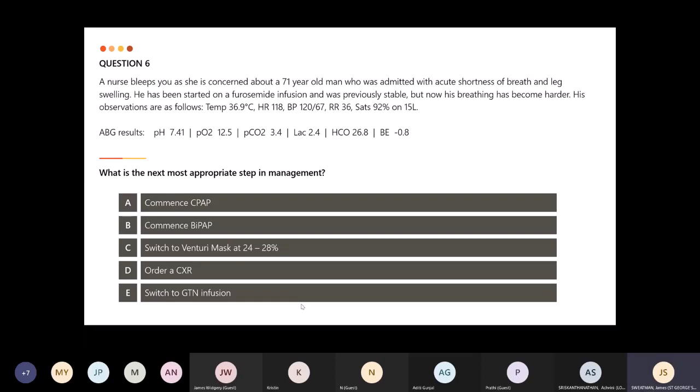His ABG results are a pH of 7.41, which is normal, a PO2 of 12.5, a PCO2 of 3.4, a lactate of 2.4, which is normal. Sorry, the PCO2 was low. Lactate is reasonable. The bicarb is reasonable, and the base excess is normal.